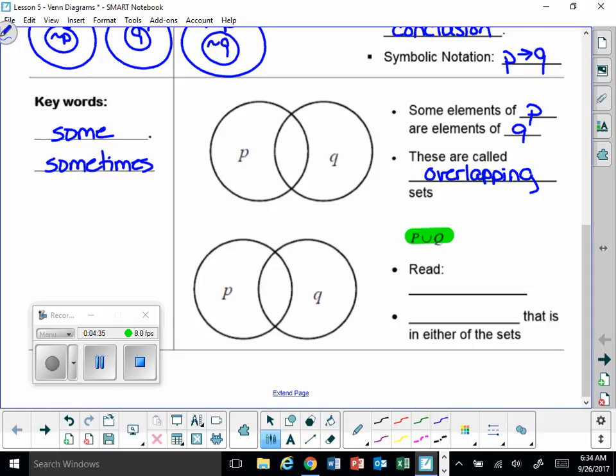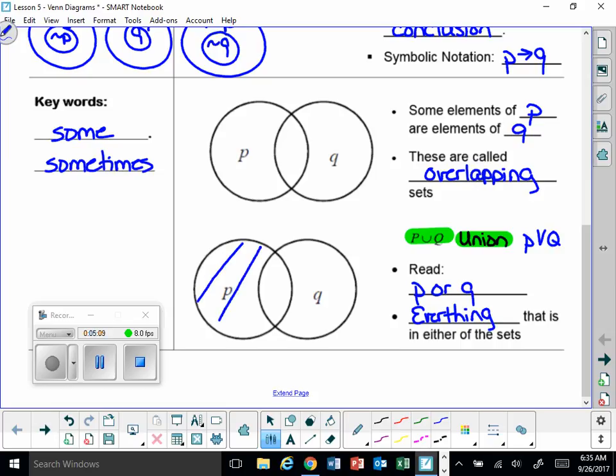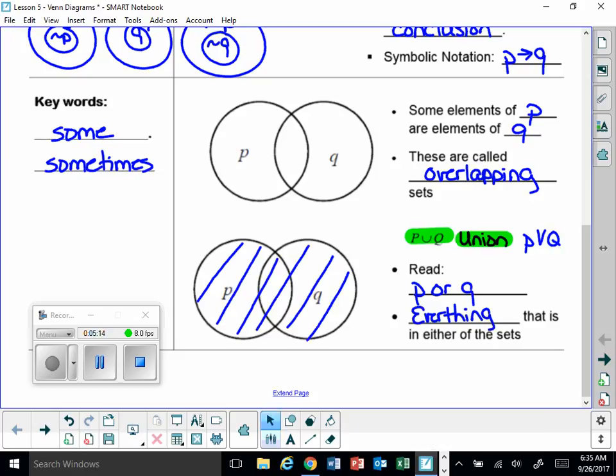This stands for union. Okay, you also saw it this way. It's read P or Q. All right, we saw it when we did compound statements. Notice the symbols both open up like the U in union. All right, that's one way to help you remember it. This means we're interested in everything that is in either set. So literally everything inside P and everything inside Q is part of our answer.